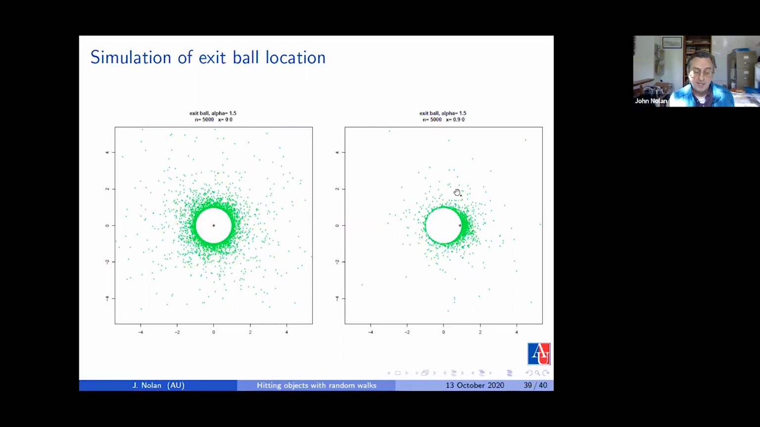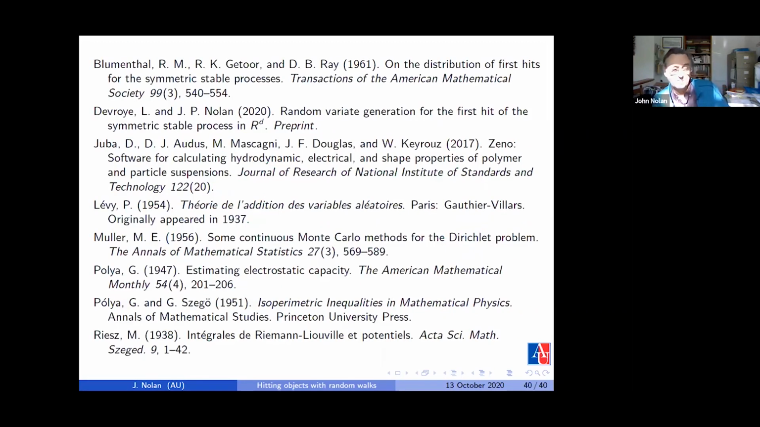And then here's a case where we're exiting from the ball when we start over here where this star is. So we're starting not at the center, but a different point. So we use duality to reflect that. So we point out here, run a random walk, and then reflect it again to get this cloud of data points. And that is it. So here are some references for this work. And I will stop here.